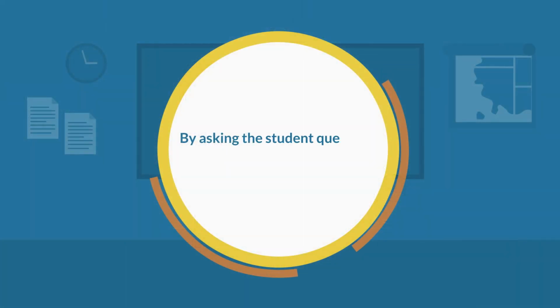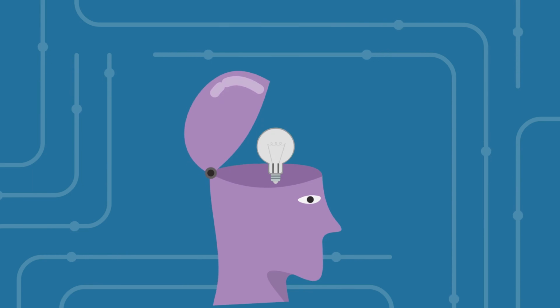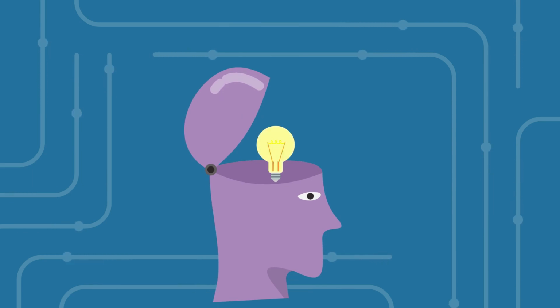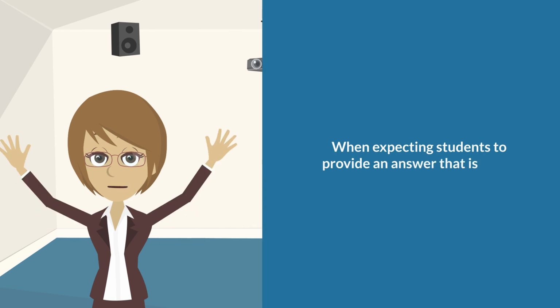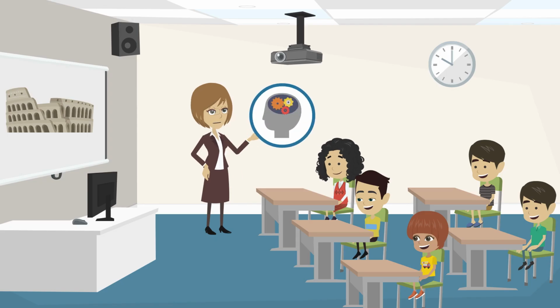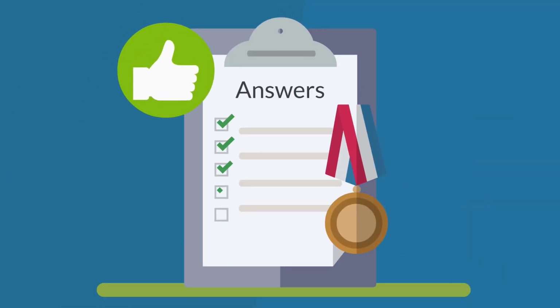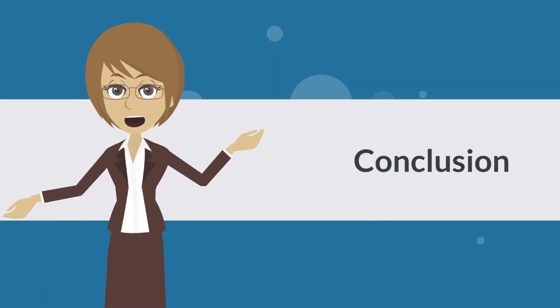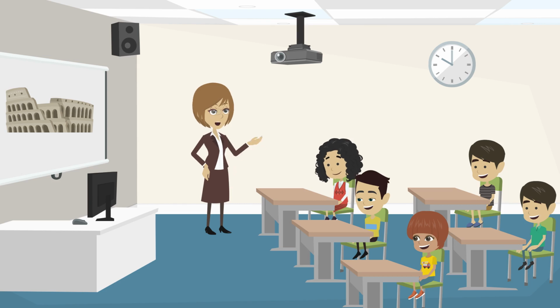By asking the student questions, the teacher is helping Molly to shape her response and provide a more thought-provoking and correct answer. When expecting students to provide an answer that is 100% correct, the teacher is showing her students that she believes in their capabilities in getting answers correct and sets a high standard for the quality of answers that students provide. In conclusion, maintaining high expectations for students requires avoiding the acceptance of partially correct answers.